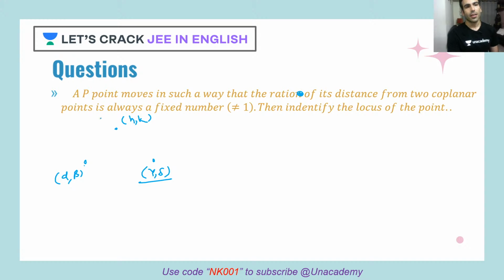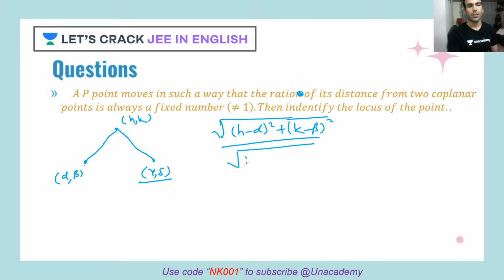So what it says is a point moves in such a way that the ratio of its distance from this point, h comma k, from alpha comma beta, upon the distance of h comma k from gamma and delta, has some sort of ratio, and we can name it, let's say, capital R. So square root of (h minus alpha) whole square plus (k minus beta) whole square, upon square root of (h minus gamma) whole square plus (k minus delta) whole square, is equal to what? Capital R.